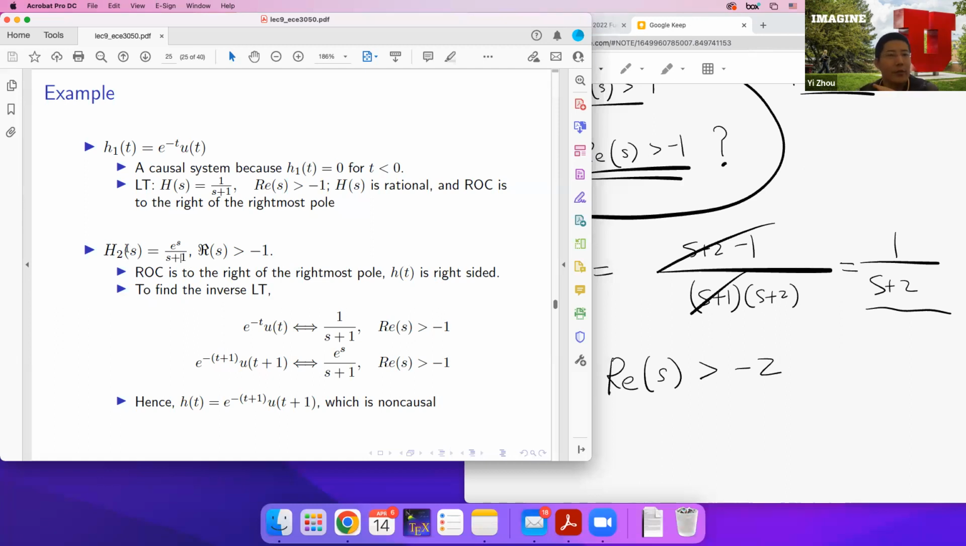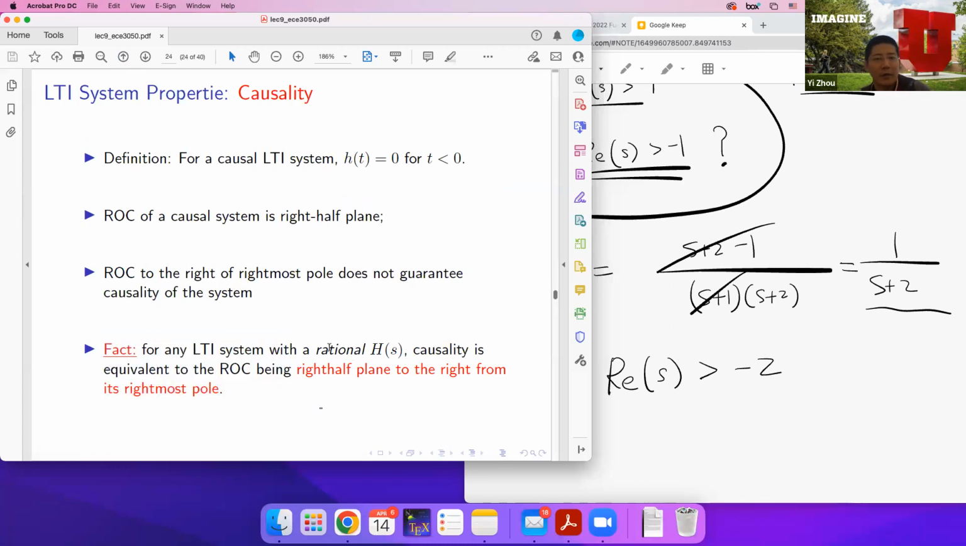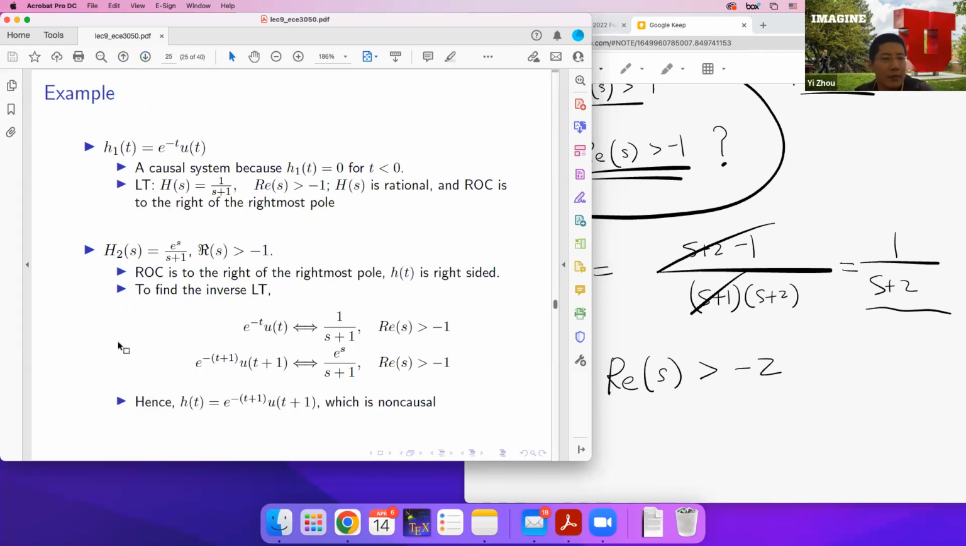However, in this case, H2 is not in a rational form because in the numerator, we have an exponential. Exponential is not a polynomial. So this is not a rational form, which means this fact may not apply. It requires a rational Laplace transform. So now let's try to find out the impulse response, and from there we can understand the causality of the system.